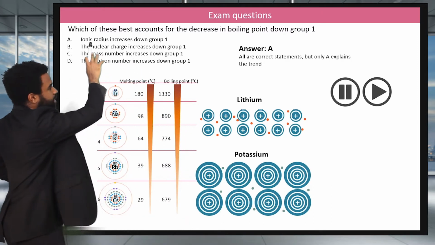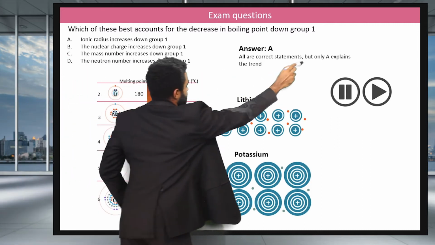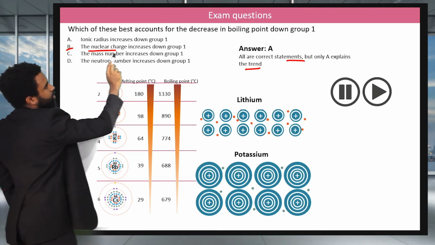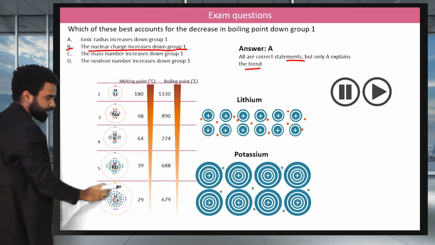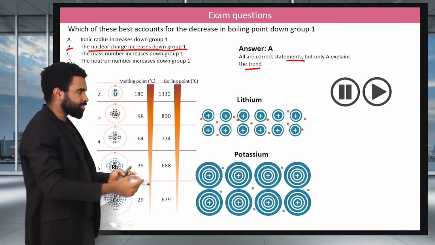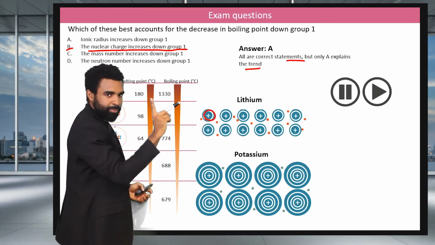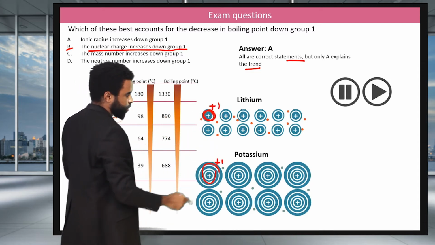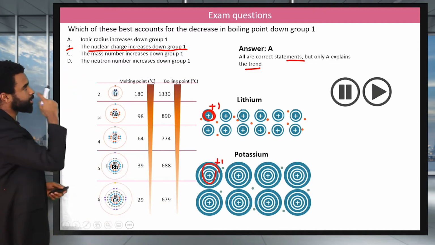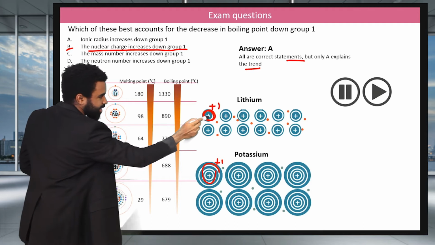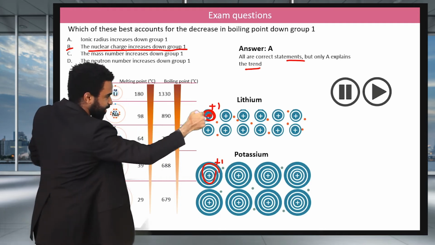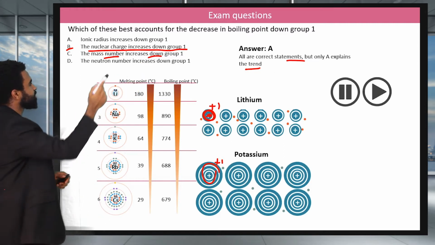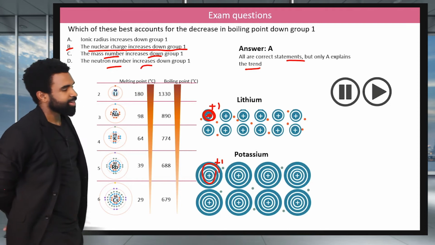Okay, so all the other ones here are actually correct statements, but only A explains the trend. So let's look at the other statements. This one says the nuclear charge increases down group 1. Yes, it does, but that doesn't explain our trend because in the end, we're still dealing with a singly positive ion. This is an ion with a +1 charge. So we don't care too much about just the nuclear charge. What we care about is the overall charge of the ion, right? The mass number does increase, but who cares about that here? The neutron number increases, yes, but completely unrelated, okay?